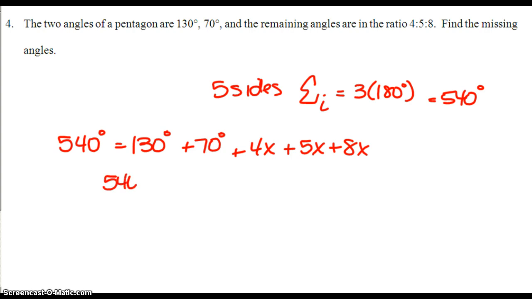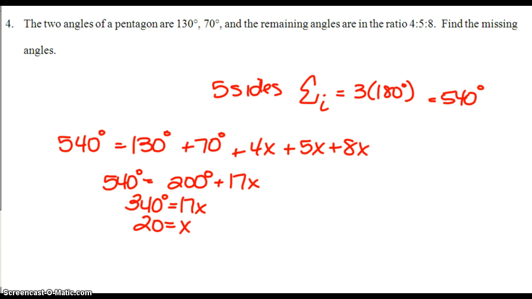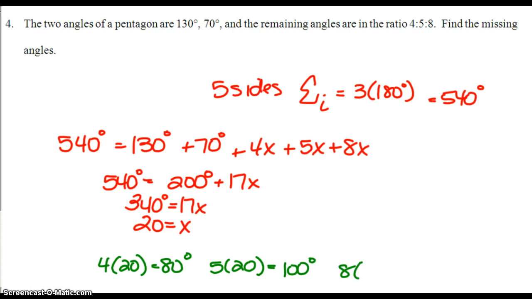So we have 540 degrees is equal to 200 degrees plus 17x. Subtracting 200 to the other side, we have 340 degrees is equal to 17x. And dividing by 17, we have x is 20. So we're not done there, because we have to find the missing angles, not just solve for x. So we need to take 4 times 20, which is 80 degrees, 5 times 20, which would be 100 degrees, and 8 times 20, which is 160 degrees. So the 80, 100, and 160 are my final answers.